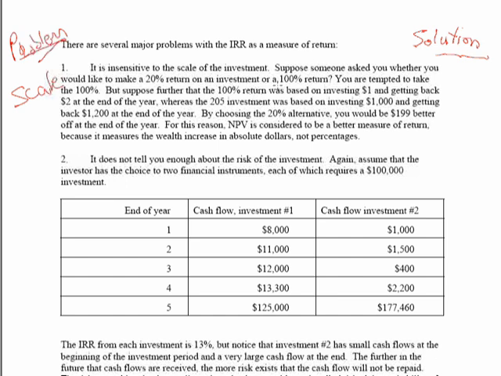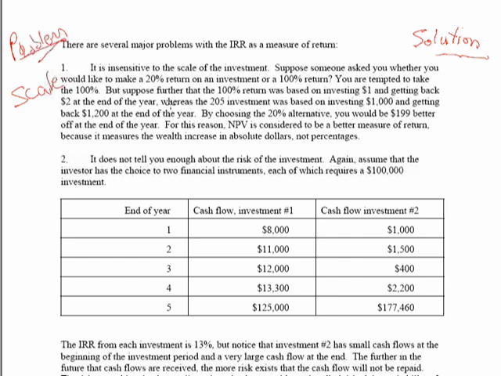A good example here is, suppose you ask someone whether you would like a 20% return on an investment or a 100% return. You don't have to put any money in. I'm going to give you two deals. One deal, you'll make a 20% return. One deal, you make a 100% return. Which deal would you select? Well, of course, everybody would select the 100% return, but I didn't tell you all the information on these two deals.